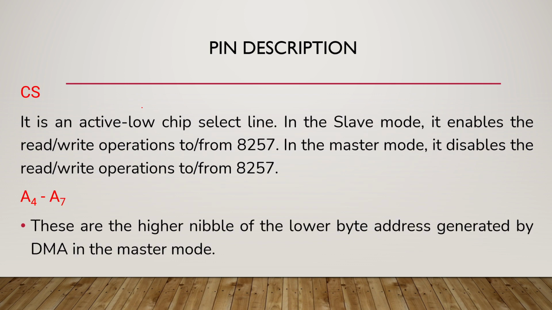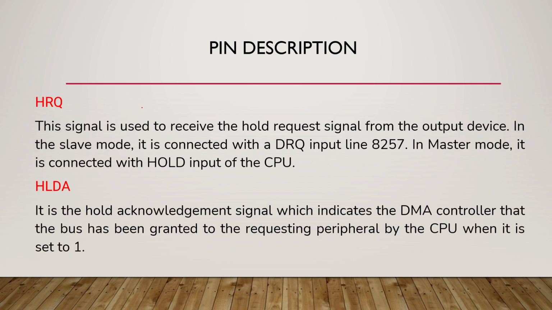And CS denotes chip select. Whenever the 8257 wants to perform a read or write operation, this signal should be active low. So in slave mode, it enables the read or write operations to or from the 8257. In master mode, it disables the read or write operations to or from the 8257. Then signals A4 to A7. Again, these are the higher nibble of the lower byte address generated by the DMA in the master mode. Then hold request and hold acknowledge.